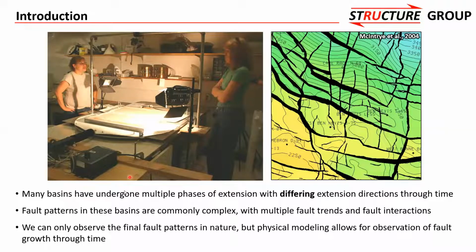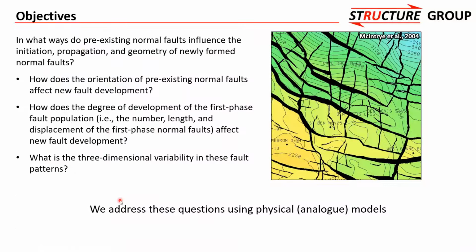So given these motivators, the objective of my research was: in what ways do pre-existing normal faults influence the initiation, propagation, and geometry of newly formed faults? This has been talked about. We know there's an influence of pre-existing normal faults, but I really wanted to get at some of the more specifics and how different variations in the pre-existing fault fabric had an influence.